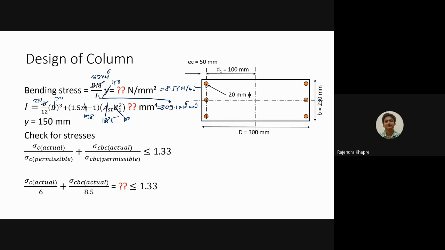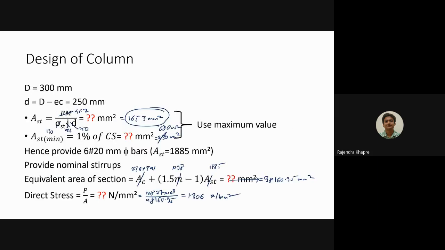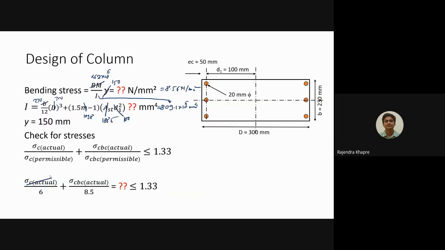Okay. So now all we have to do is check for the combined effect. So sigma cc actual you have just now calculated as 1.306 at the end. Okay. So this is 1. Oh, this is not sigma ct, this is sigma cc. Okay, fine. How much is sigma cc coming? 8.56. How much is this value? Definitely it should be less than 1.33, so you don't have to worry.